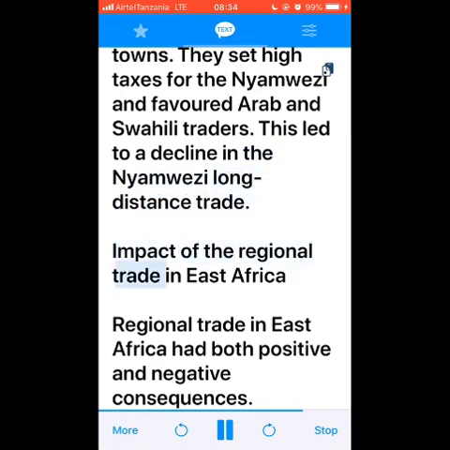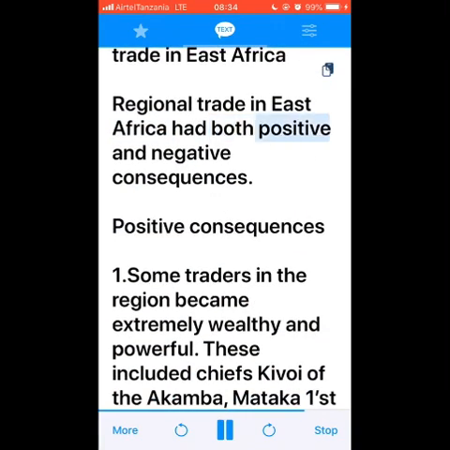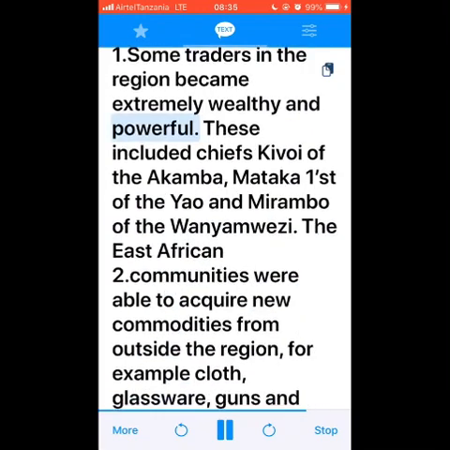Impact of the regional trade in East Africa. Regional trade in East Africa had both positive and negative consequences. Positive consequences. 1. Some traders in the region became extremely wealthy and powerful. These included Chiefs Kivoi of the Akamba, Madaka I of the Luo and Mirambo of the Wanyamwezi.